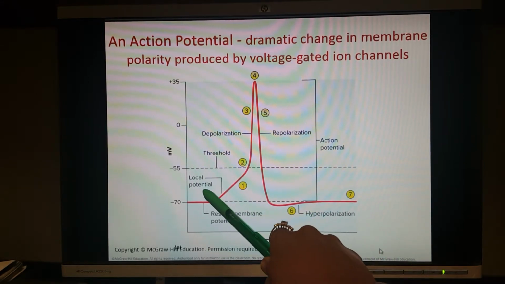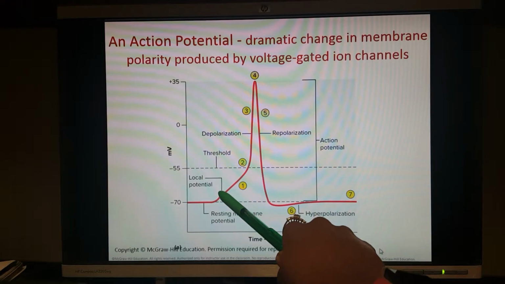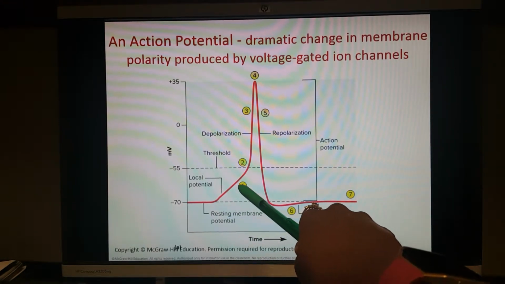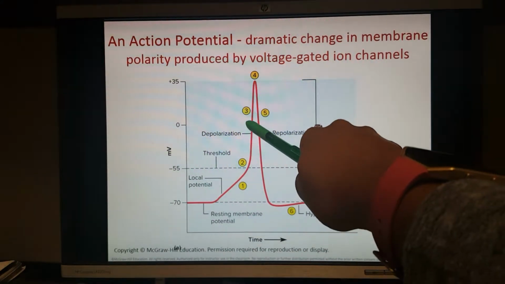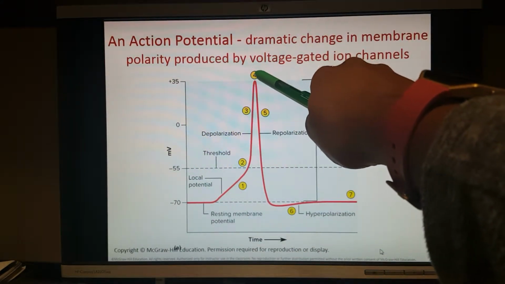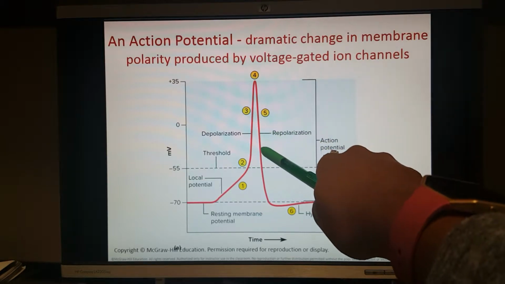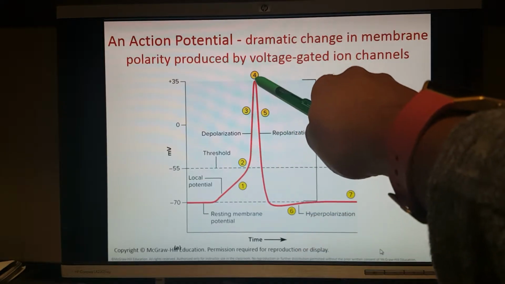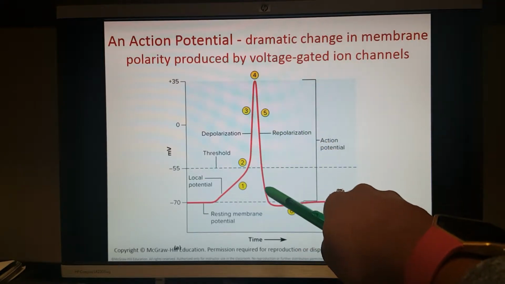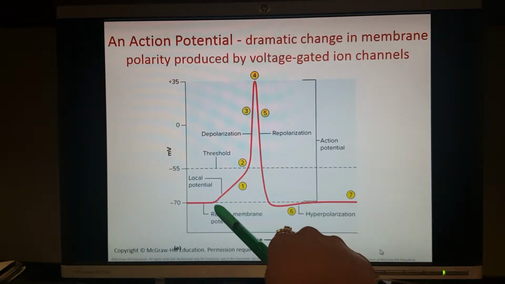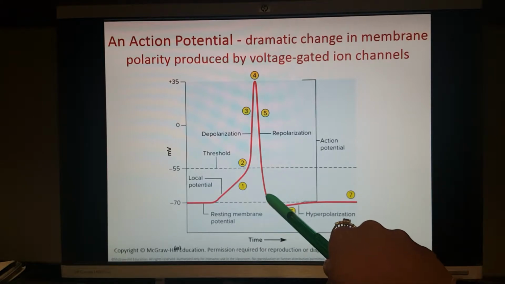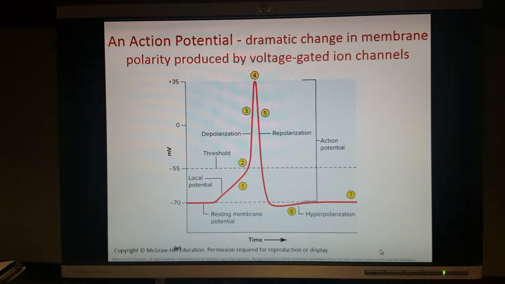Still having local potential where there's a slight change in the cell, eventually reaching threshold. During depolarization, you have a rush of sodium into the cell; during repolarization, a rush of potassium out of the cell. So we go towards something positive, and then we go back towards our negative. Then you eventually overshoot your resting membrane potential, which is here. That overshoot is called hyperpolarization, and it prevents your neuron from sending another signal too quickly.